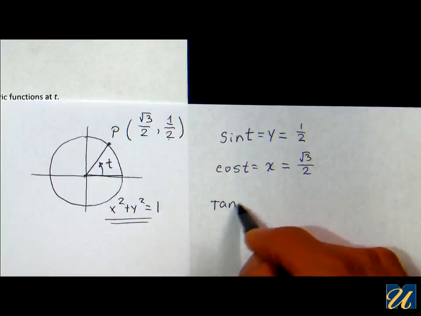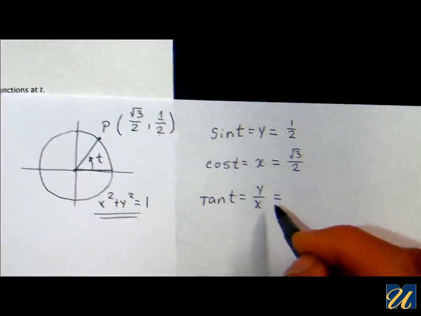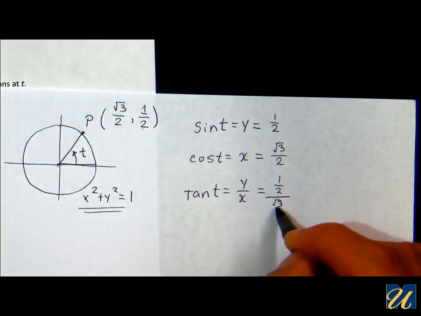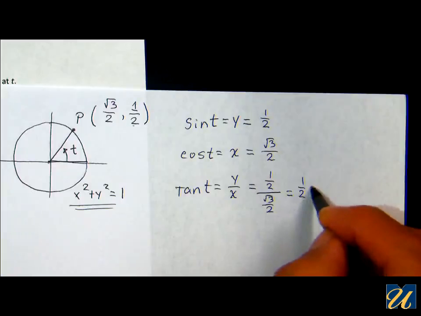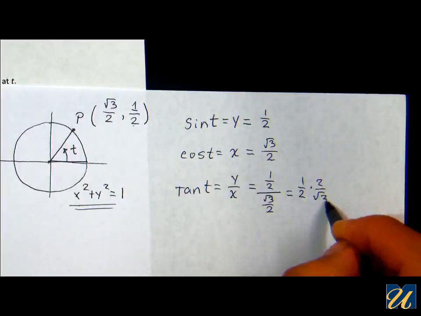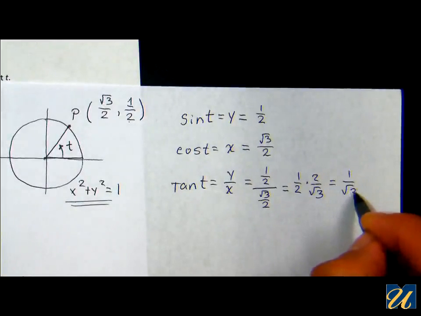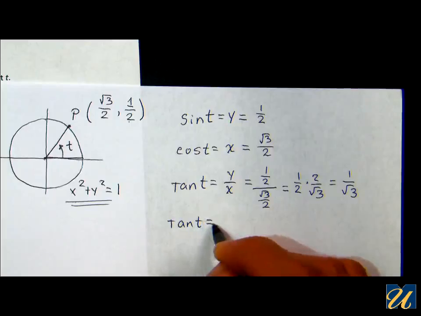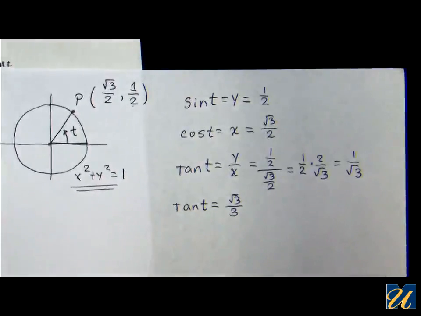Tangent of t is given by y divided by x. So a little bit of arithmetic here. We'll take 1/2 and we'll divide it by root 3 over 2. So that's 1/2 times 2 over root 3. So that brings us to 1 over root 3. So tangent t, rationalize, root 3 over 3. So there's our tangent of t.